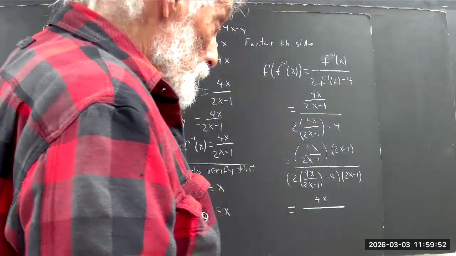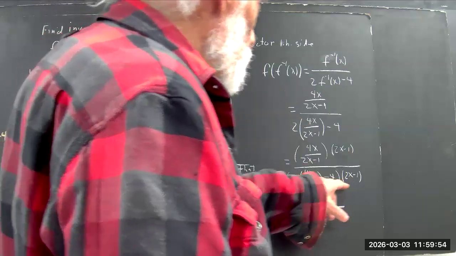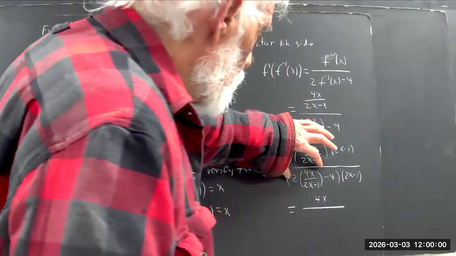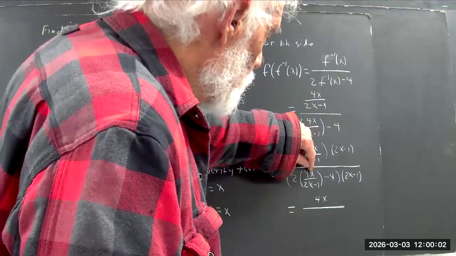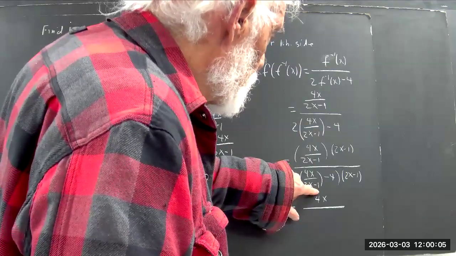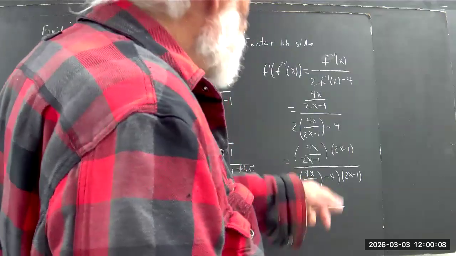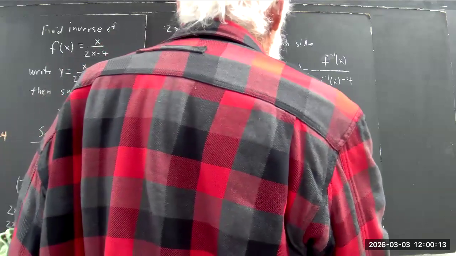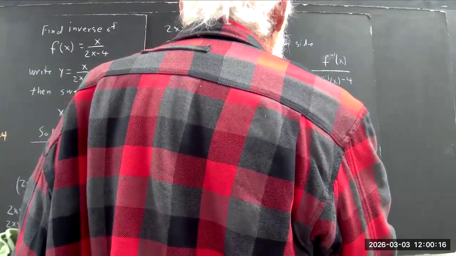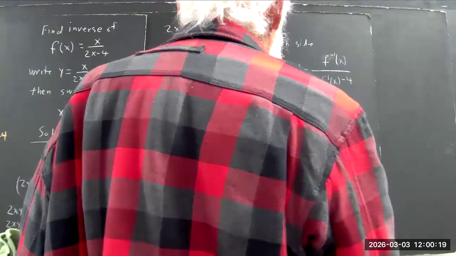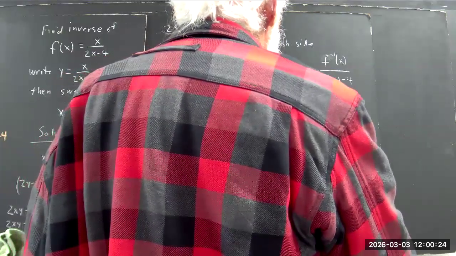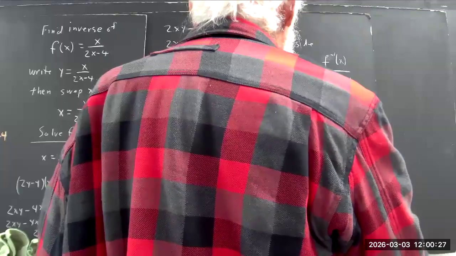I'm not going to go through all the steps, out of space and time. Multiplying the denominator by 2x minus 1, the first term, 2 times 4x over 2x minus 1, multiplied by 2x minus 1, I'll have a 2x minus 1 in the numerator and denominator, which would just leave me 2 times 4x. And then I have to multiply the negative 4 by 2x minus 1.